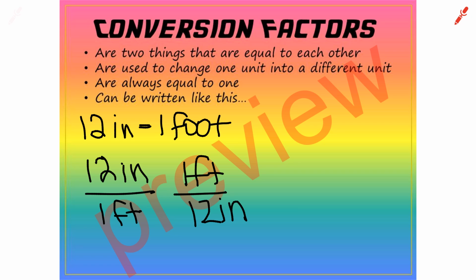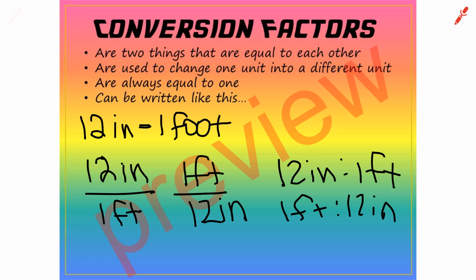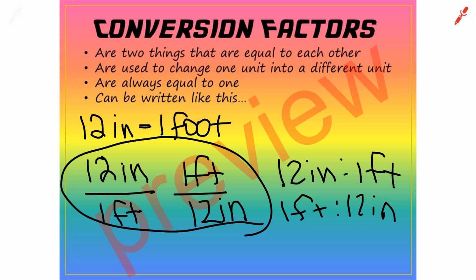Another way to write a conversion factor is a ratio. I could write 12 inches to 1 foot like that. Or I could reverse that again like we were talking about. Now this is the way we're going to use them in dimensional analysis, but those other ways are valid ways to write conversion factors, just not how we're going to use them.